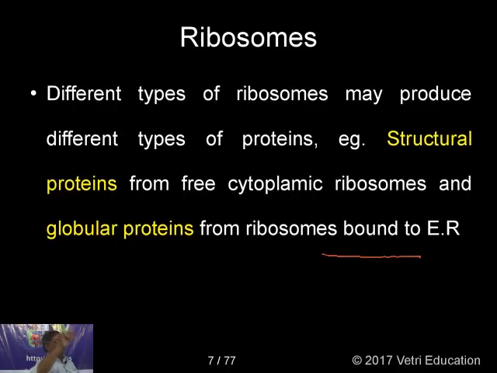Different types of ribosomes may produce different types of proteins. For example, structural proteins are produced from free cytoplasmic ribosomes and globular proteins from ribosomes bound to the endoplasmic reticulum. So in this way there are two types, structural proteins and globular proteins.